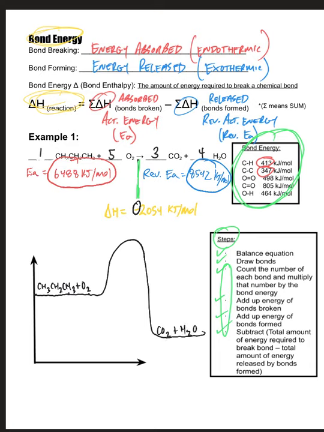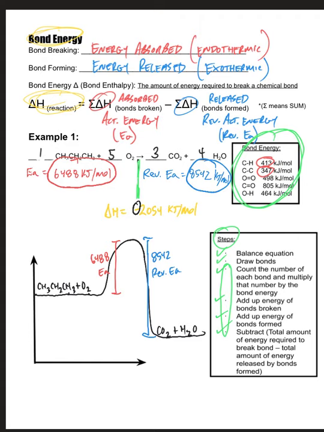And now I'm just simply going to label each of the different things that I've already calculated. Activation energy is how much energy is absorbed in a certain reaction, which we calculated to be 6,488. That is the activation energy. The reverse activation energy is how much energy is released when forming the bonds of your products, and we calculated that to be 8,542.